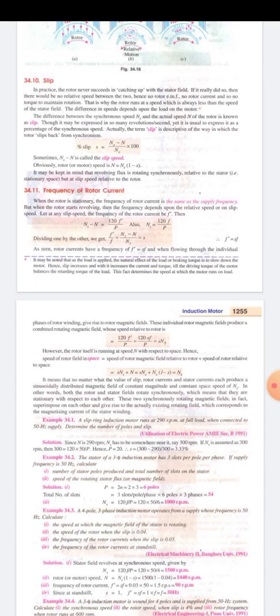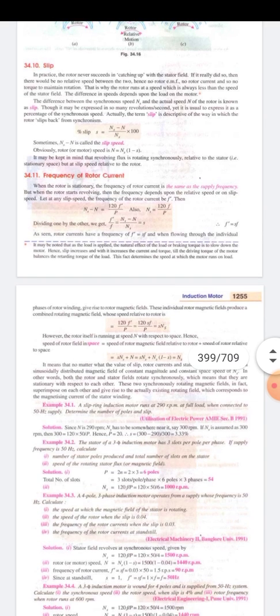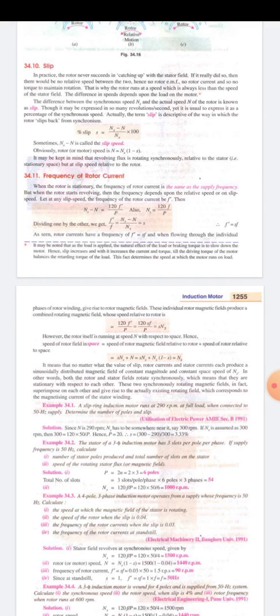The difference between the synchronous speed Ns and the actual speed N of the motor is known as slip. Though it may be expressed in revolutions per second, it is usual to express it as a percentage of the synchronous speed. Actually, the term slip is descriptive of the way in which the rotor slips back from synchronism. Mathematically, percentage slip is equal to Ns minus N divided by Ns, where Ns is the synchronous speed, and the difference Ns minus N is called the slip speed.